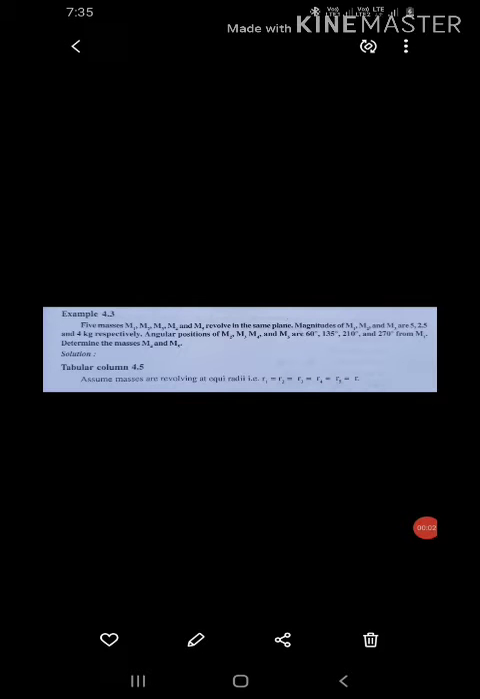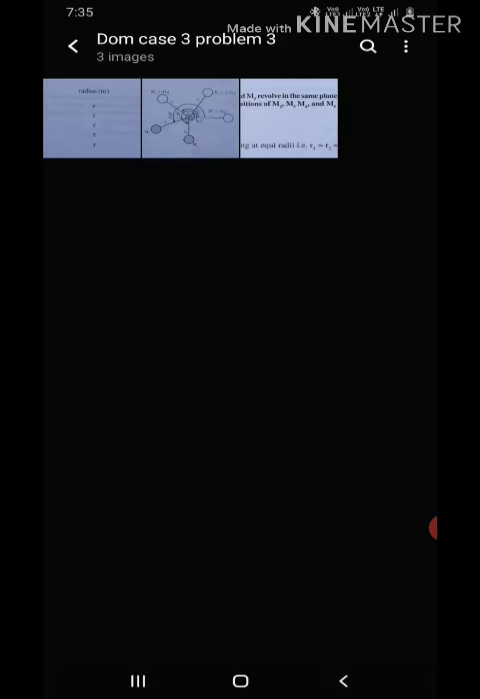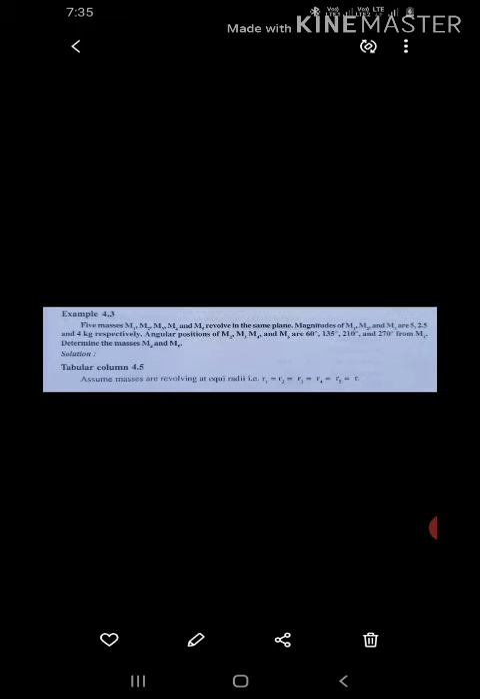So again, case 3. So in case 3, problem number 3, 5 masses m1, m2, m3, m4, m5 revolve in the same plane. This is the third case, where there are several masses in one plane or the same plane.